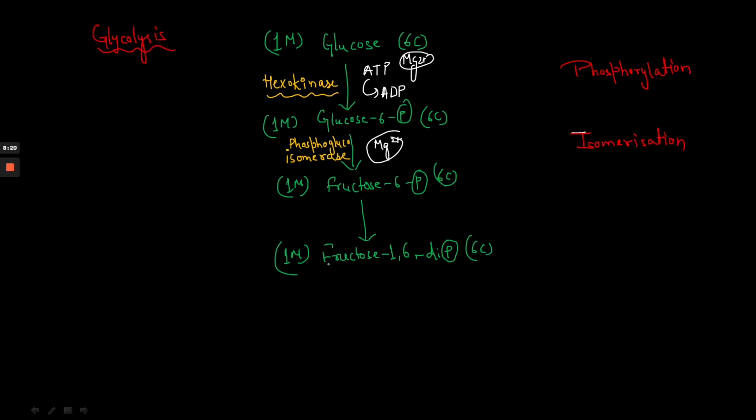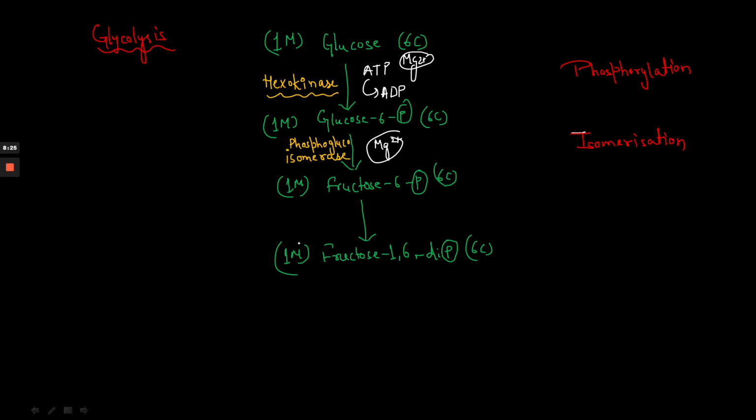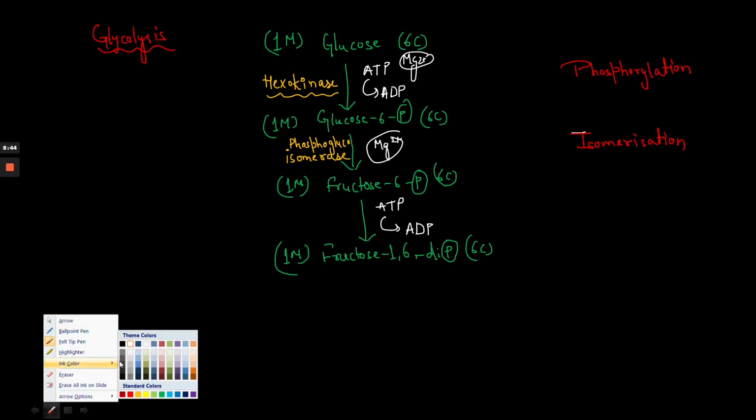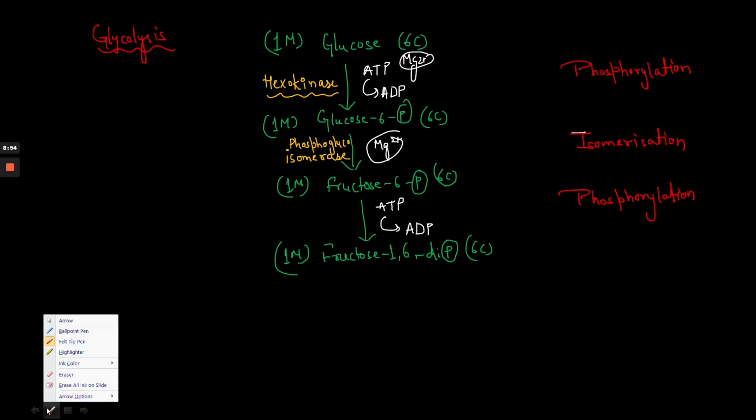Okay, and since again phosphorylation is happening, a phosphate group is being added. So where must this phosphate group be coming from? It must be coming from the conversion of ATP into ADP, right? And whatever phosphate is being released from here, it is being added on fructose 1,6-diphosphate. Okay, for this process, since phosphorylation is happening, this step is also known as phosphorylation process.